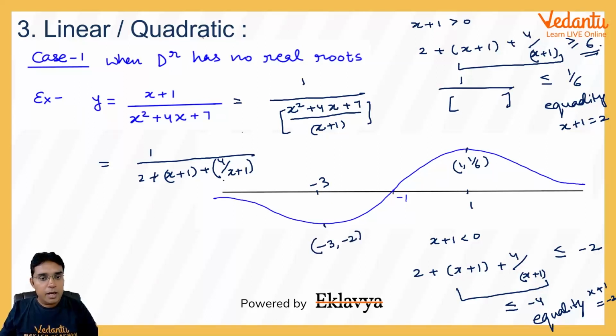So you can see how the graph is progressing. It is going from 0 negative to minus 2 here, then going up to the maximum value 1 by 6, then going down, going towards 0 plus here. So the range in this case, you can see easily, will be minus 2 comma 1 by 6, where minus 2 and 1 by 6 are both inclusive. Now depending upon what portion of x someone gives you, you can identify which portion of the graph is to be taken to find the range. Okay, so this is how this case 1 can be dealt with.